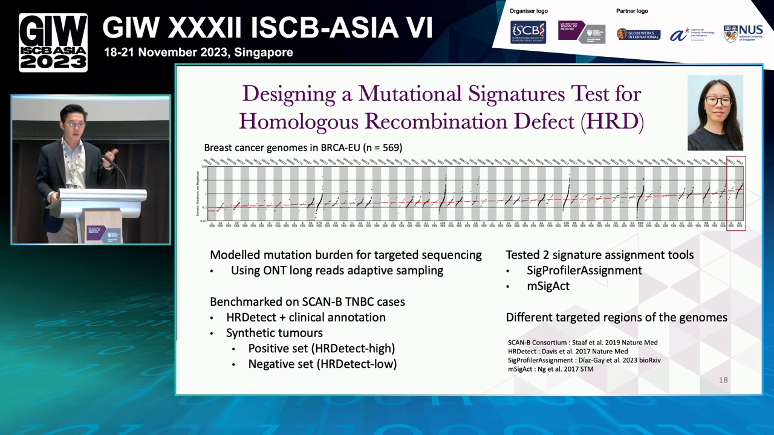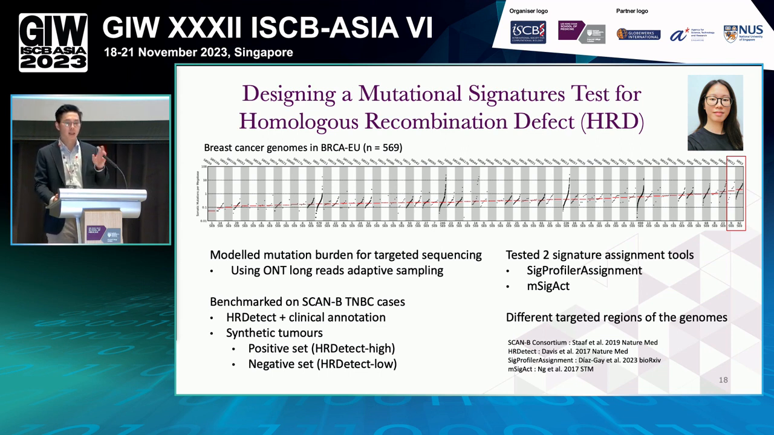So this is work from a really talented undergraduate student, Cheryl, who's in the audience today. Essentially what we want to do is to build a signatures-based test based on long-read sequencing, to look at whether we can look at this really complex phenotype called homologous recombination defect. So usually it happens where a patient has mutations in the BRCA-related genes, or PALB2, for example, and a lot of DNA damage is accumulated. And these patients actually respond better to specific therapies like PARP inhibitors.